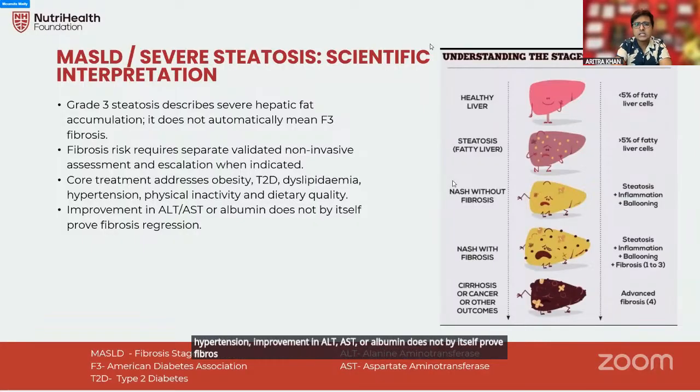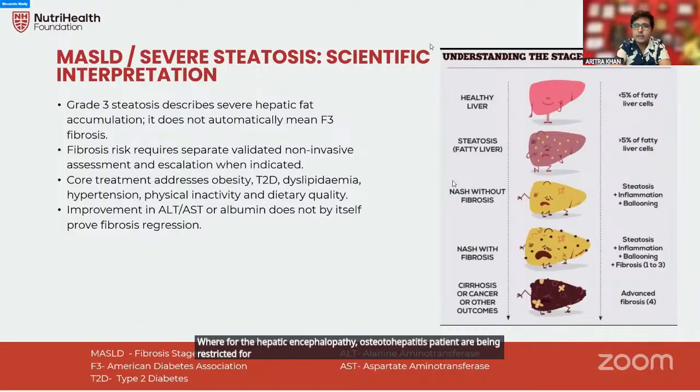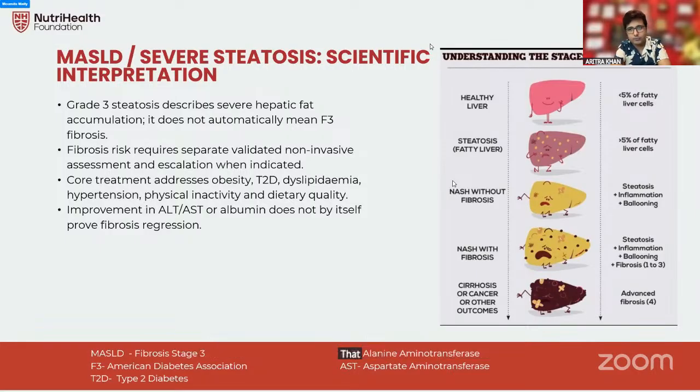According to the ESPEN guideline in the previous days, for hepatic encephalopathy or steatohepatic patients, high protein was restricted. Why? Because they said that high protein means a high amount of nitrogen balance. If it is a high amount of nitrogen balance, that can increase the ammonia, NH3, from the liver, and it will be basically problematic for kidney health.